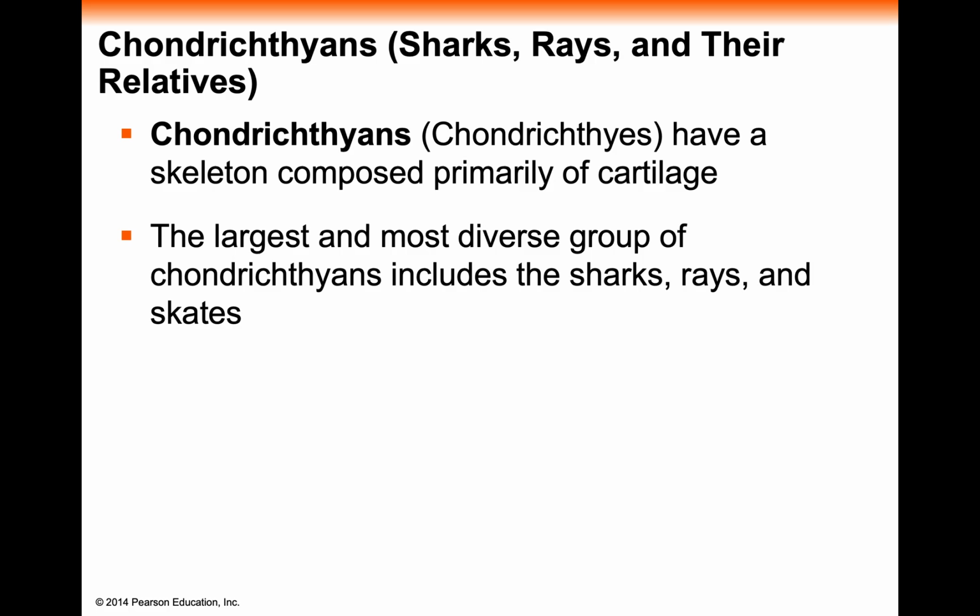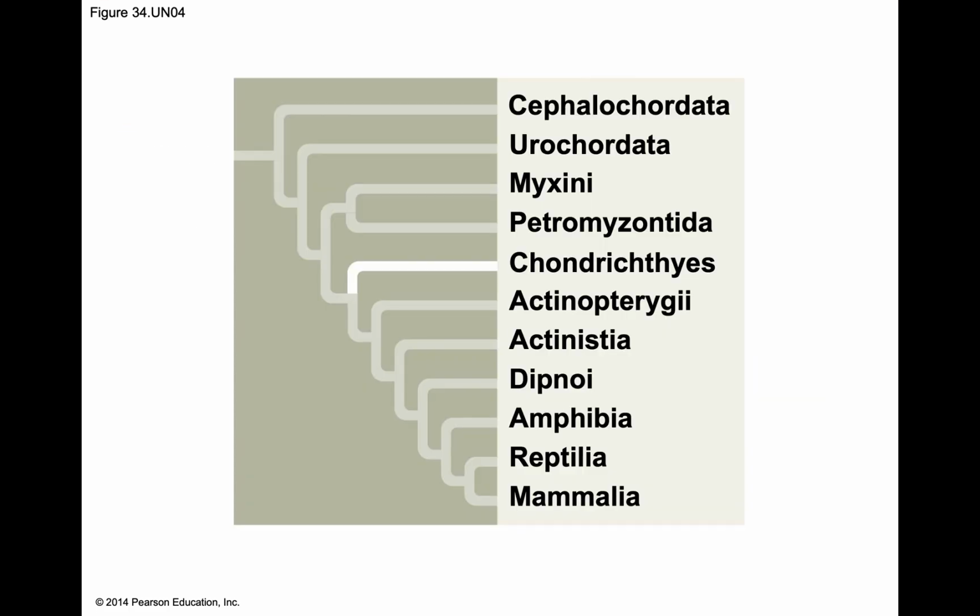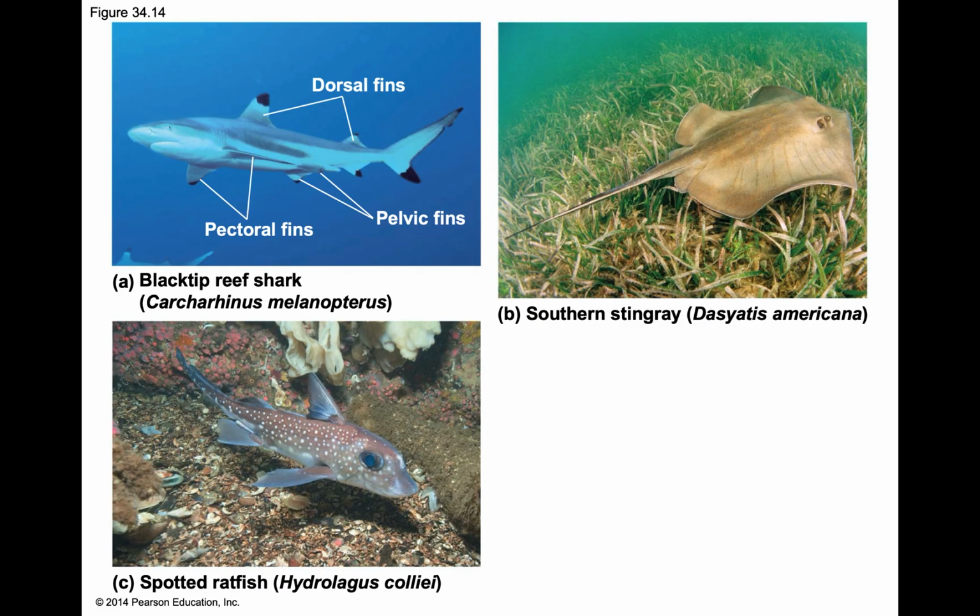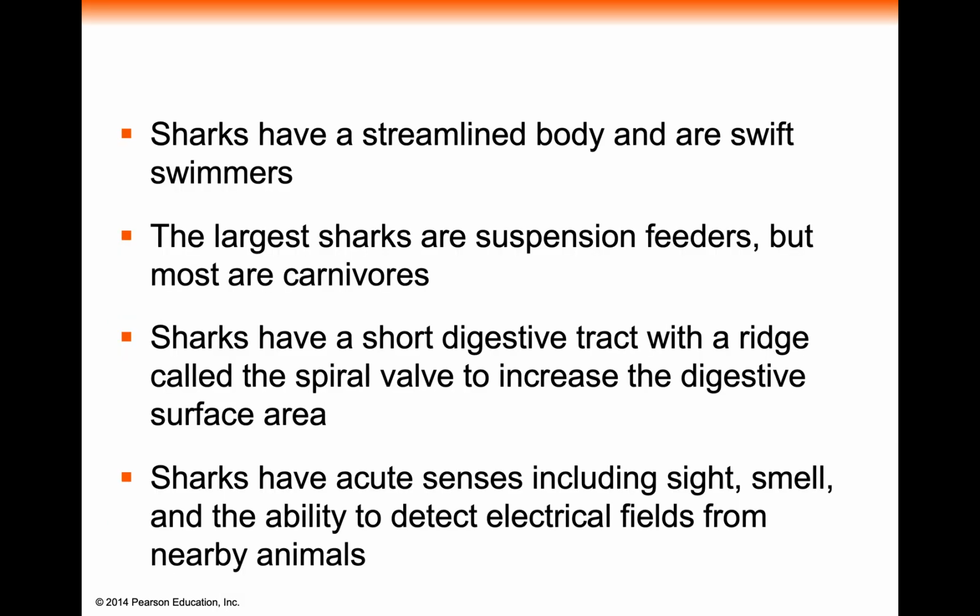They basically just have the jaws. These are sharks, skates, and rays, and they think that their teeth are just like fossilized scales that are replacing themselves and give them this advantage with teeth that are replaceable. So we can see some of the traits of fish there. Sharks have streamlined bodies. They're swift swimmers. The largest sharks are actually suspension feeders, which is kind of interesting because the largest mammals are also suspension feeders, but most sharks are carnivores.